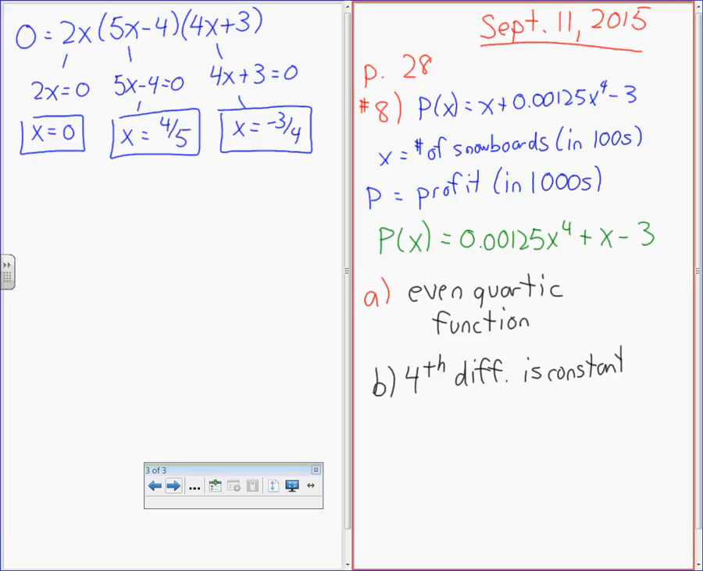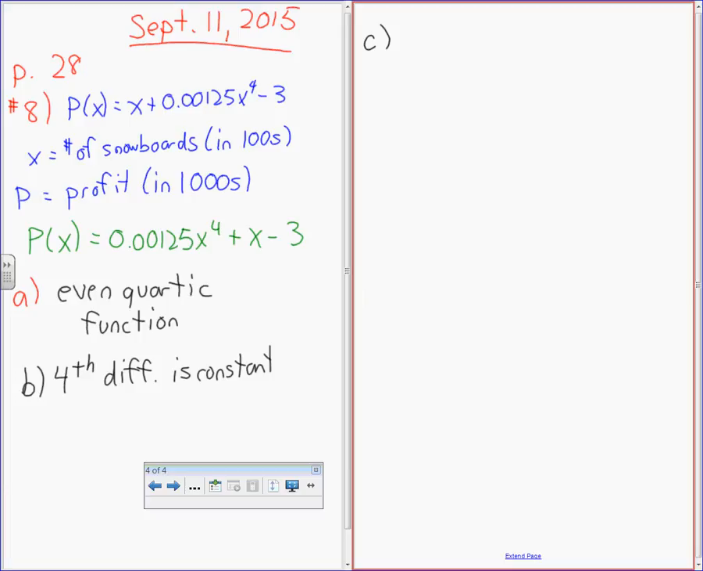Letter C says, end behavior. I have a positive quartic function. Atlanta, go ahead. What's the end behavior for something that's positive degree 4? When x goes positive, y goes positive. I'm going to use infinity rather than forever, but I know what you mean. And when x goes negative, y goes positive. I want you to try and use the word infinity next time if you could.